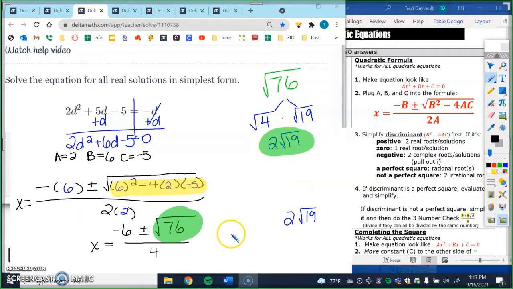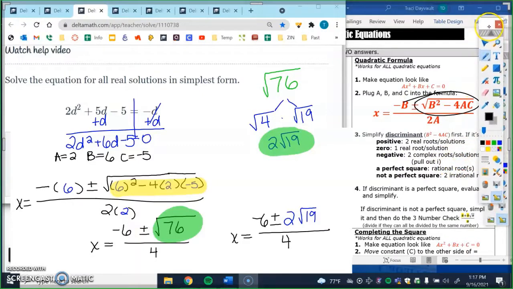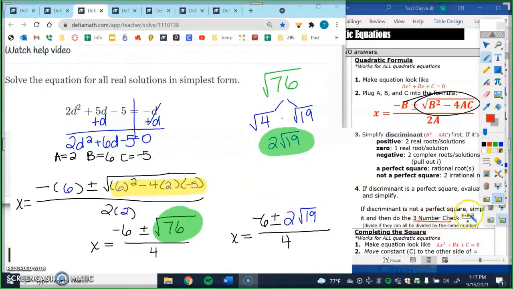So I simplified the radical, and I have x equals -b plus or minus. I simplified the square root of 76. So you're really going to do most of your work right here as your first step. All right, and then lastly, we do what's called the 3-number check. That's just what I call it. The 3-number check says that we're going to check this number, and this number, and this number to see if they can all be divided by the same number.